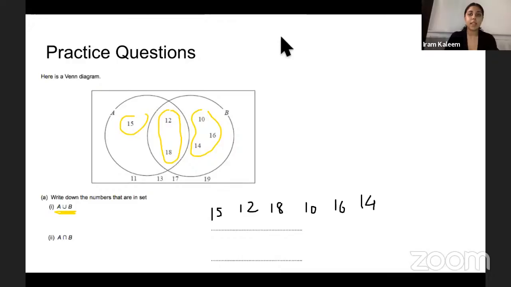And the intersection is everything that's in the overlap. So it would just be 12 and 18. So let's put 12 and 18. So well done if you managed to get that.